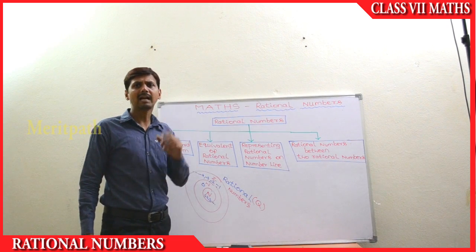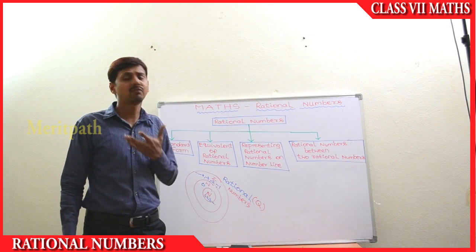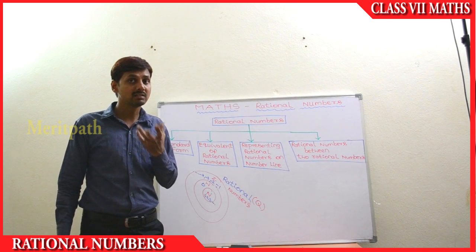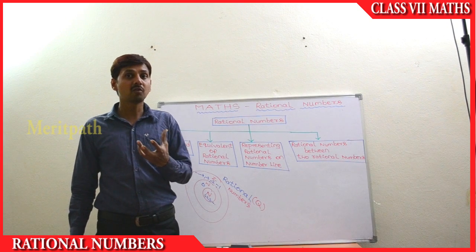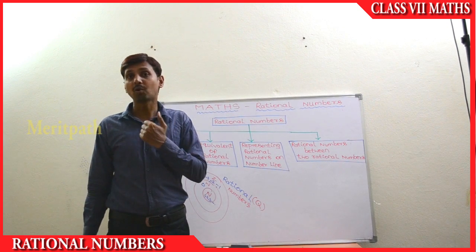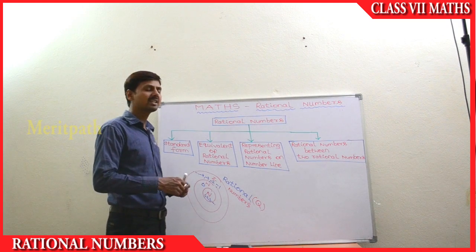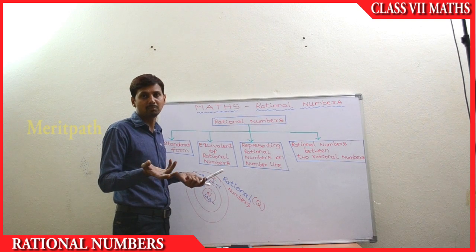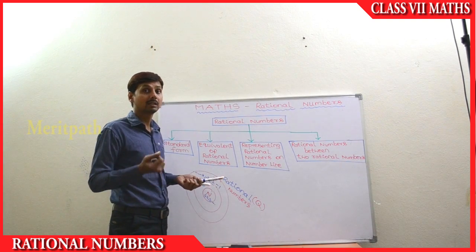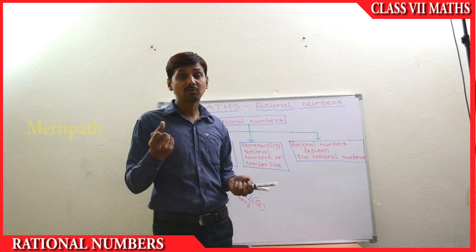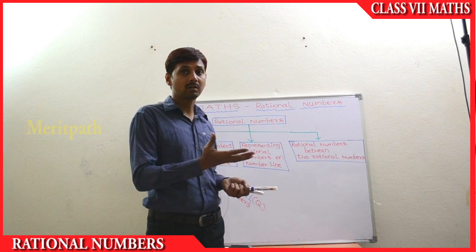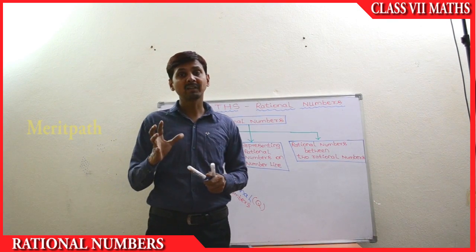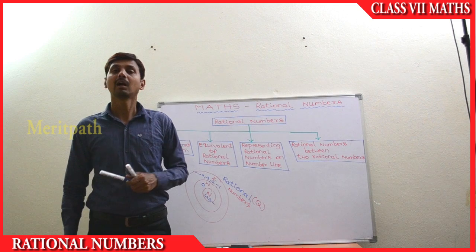As we know, there is a standard definition for a rational number. A rational number is a number which is in the form of P by Q, where Q is not equal to 0. That means you can take any number as a fraction or without the fraction, but the denominator must not be equal to 0.